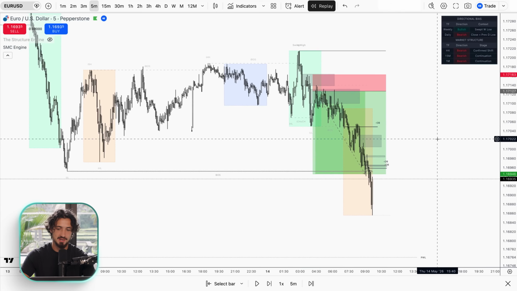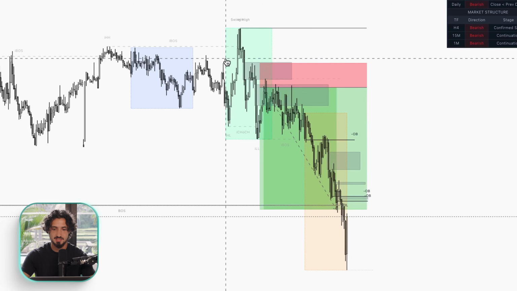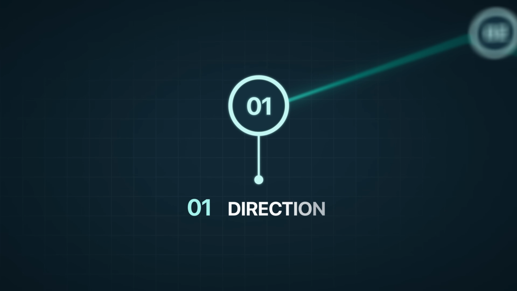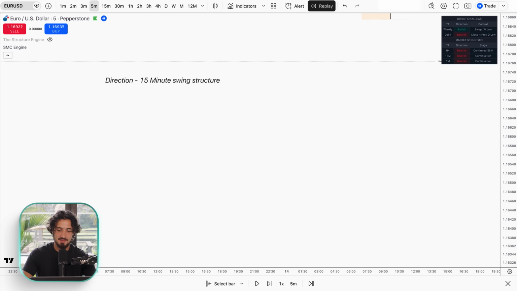So the trade that I'm going to be breaking down, and the trade that was taken using this exact strategy, is this London session sell trend continuation model. The first thing that I like to do is get the direction. What does direction mean? I like to use the 15-minute swing structure, and that will give me my direction for the day.